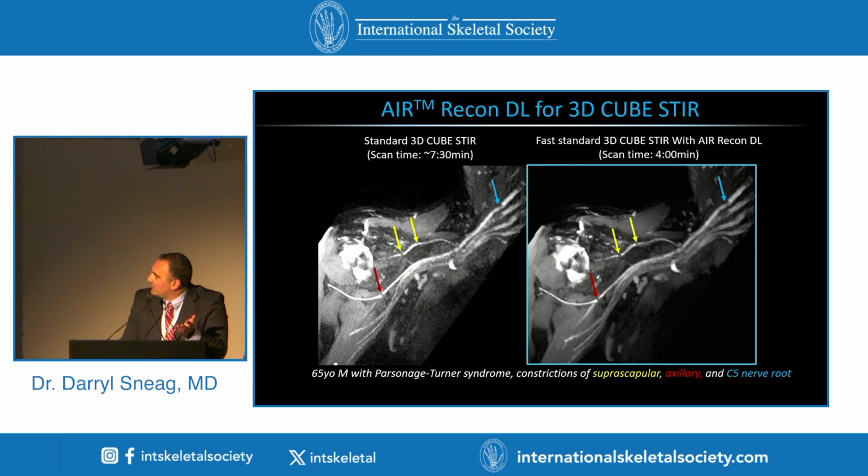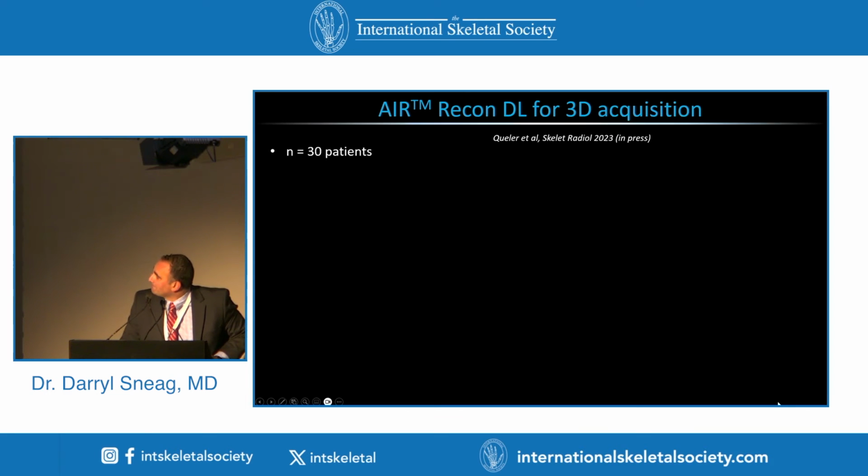So this is an example of a patient which we scan with the same spatial resolution on the left as compared to the right. This is a standard reconstruction, 3D CUBE STIR. The scan time is about 7.5 minutes, whereas here we're able to acquire a faster CUBE STIR sequence in just 4 minutes. And using the AIR Recon DL algorithm, here we're able to identify focal constrictions, the C5 nerve root, and the suprascapular and axillary nerves in this patient with Parsonage-Turner syndrome.